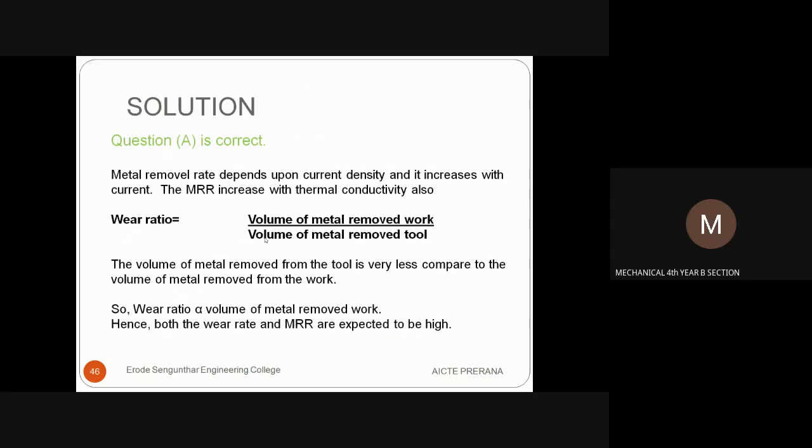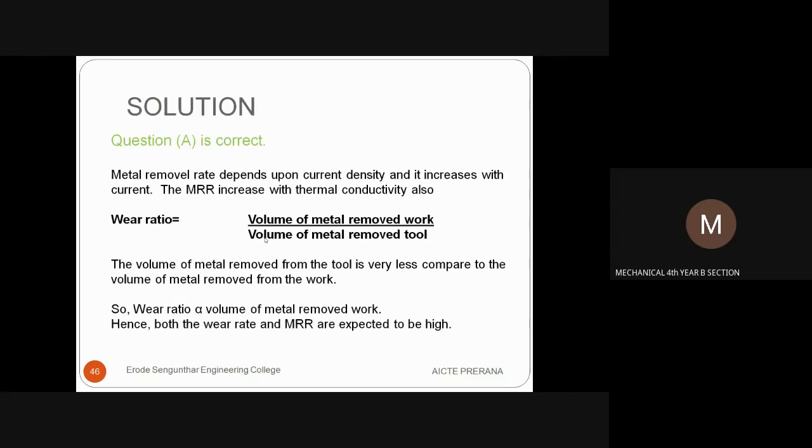So we have to know about wear ratio, where wear ratio is given by volume of the metal removed from the work divided by volume of metal removed from the tool. The volume of the metal removed from the tool is very less compared to the volume removed from the work. We all know the tool will be subjected to heat treatment and other mechanical property enhancement, and not the workpiece. So the tool has a higher ability to resist external forces, heat and friction, when compared to the workpiece.